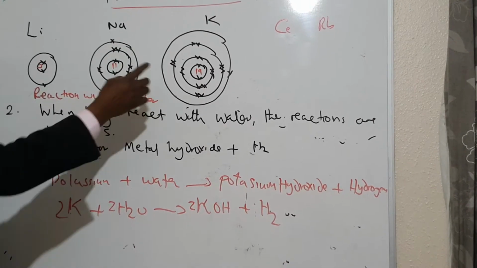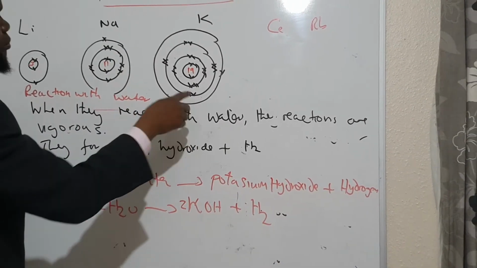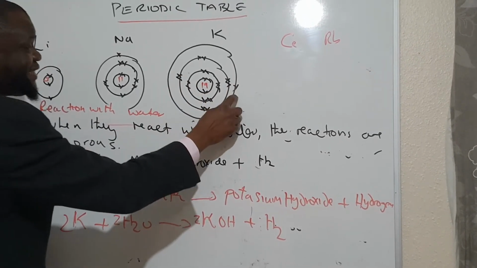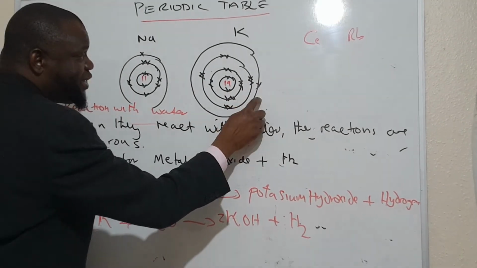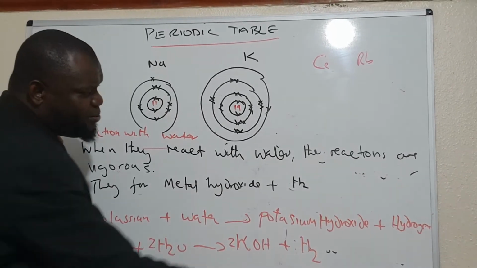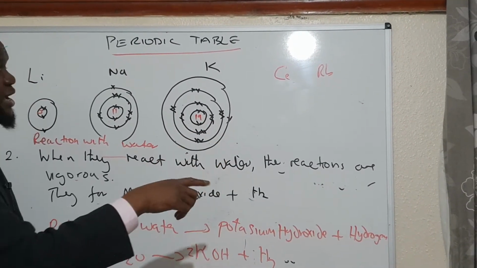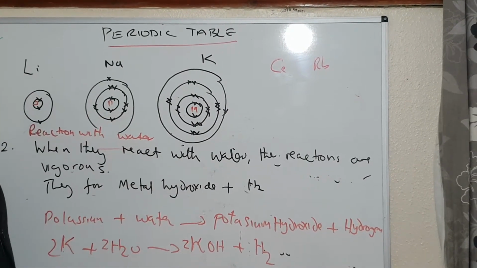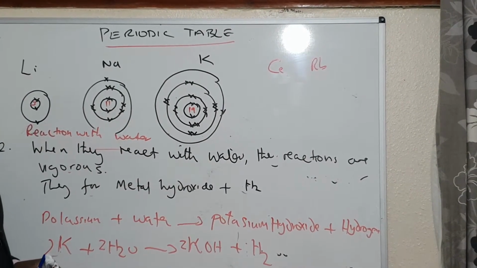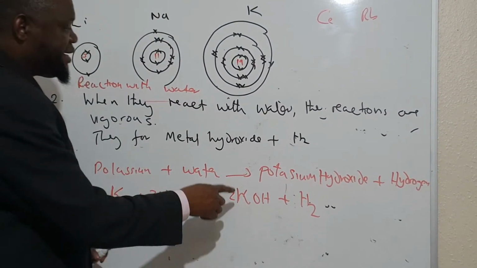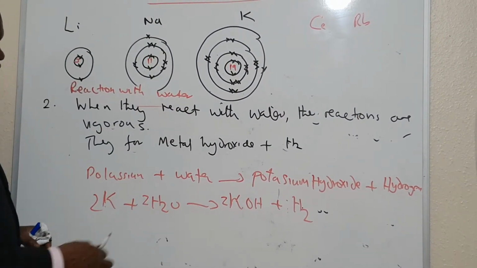Now, why is this one the most explosive reaction? Because the force attracting the last electron here is much weaker, so it can easily go away. That's why the boiling point was lower. You can easily let it go. That's why immediately you put this in water, it explodes, because immediately the electron in the outer shell can react with hydroxide in here.